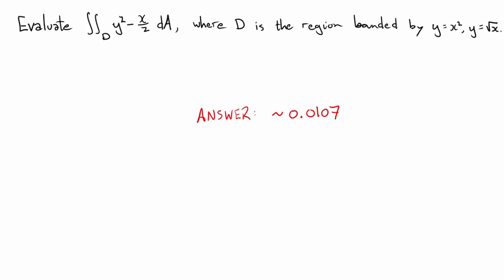We're going to evaluate the double integral of this function here, y squared minus x over 2, over the region bounded by the curves y equals x squared and y equals root x. The answer is going to turn out to be approximately 0.0107.